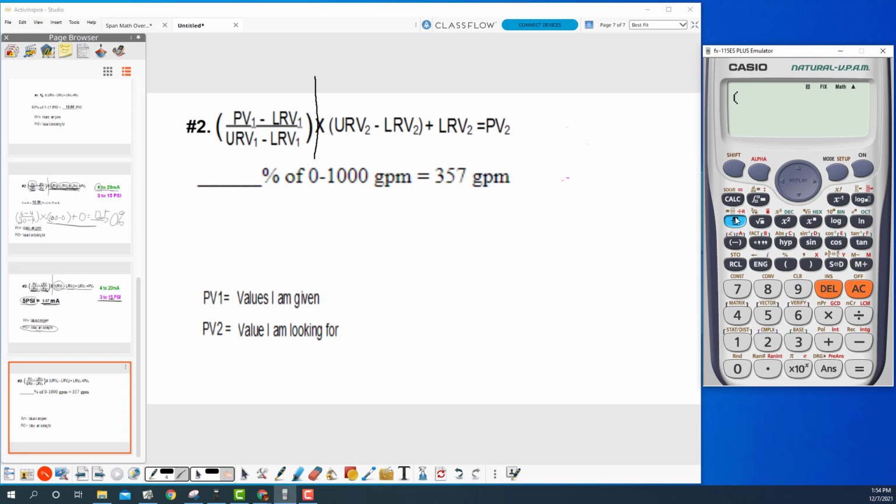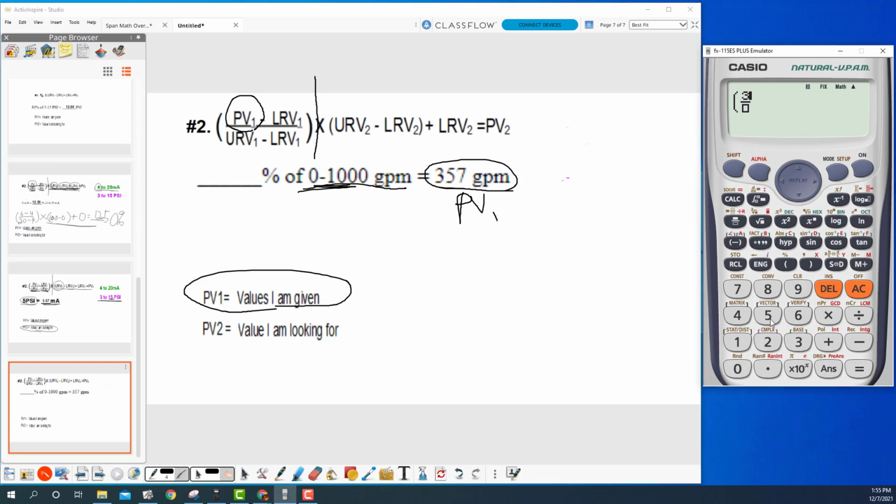So I'm going to open my parentheses and hit over under. Process variable number 1, what number is that? Well, remember, the number 1 numbers are the numbers I'm given. I was given 357 GPM and the full range of GPM. So PV1 is 357, because here's the range and here's the process variable number 1. This is the number that can change. This number can be anything between 0 and 1,000. But if it was 357 in this case, what would the percentage be?